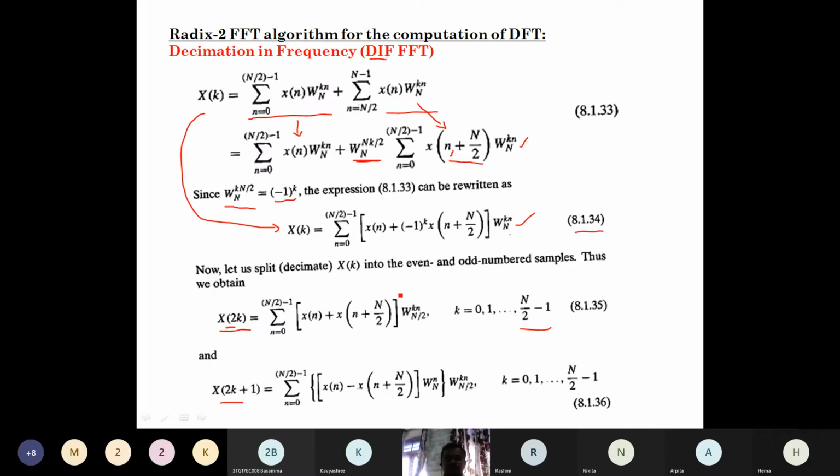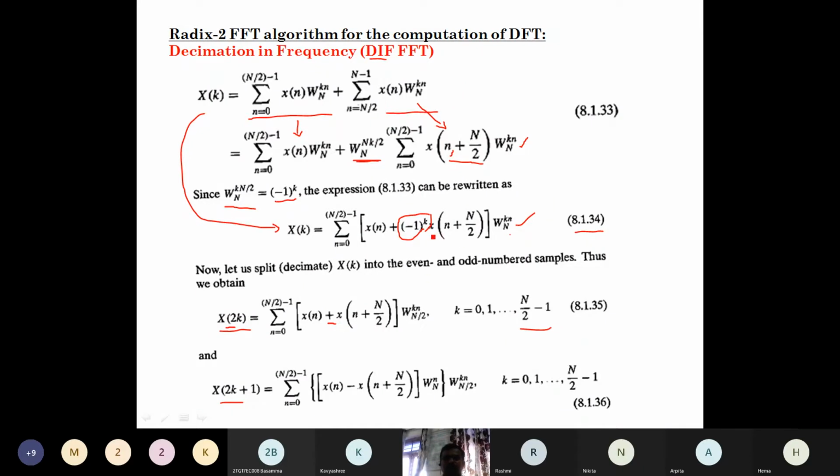Similarly, what will the answer be? X of 2k is equal to summation n equal to 0 to N by 2 minus 1, x of n plus N by 2. What will minus 1 to the power k be reduced to if all k values are even? Obviously minus 1 to the power any even number gives purely plus 1. So I am eliminating that term: minus 1 to the power k is replaced by the value 1, and 1 into anything remains the same.